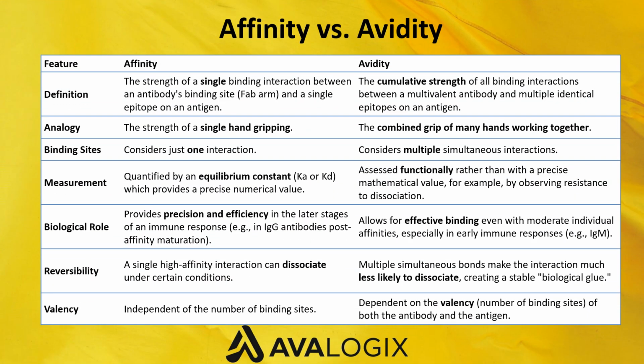From a biological perspective, both are critical. High-affinity antibodies are the product of affinity maturation, giving the immune system precision and efficiency. High avidity, on the other hand, allows early immune responses, particularly those dominated by IgM, to be effective even before affinity maturation occurs. So, when comparing affinity and avidity, remember, affinity is the strength of one hand gripping, while avidity is the combined grip of many hands working together. Both concepts complement each other, and both are essential to a full understanding of antibody function.